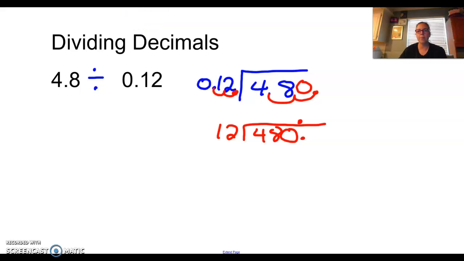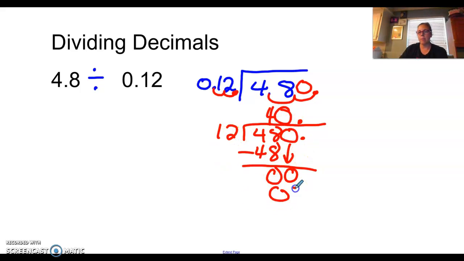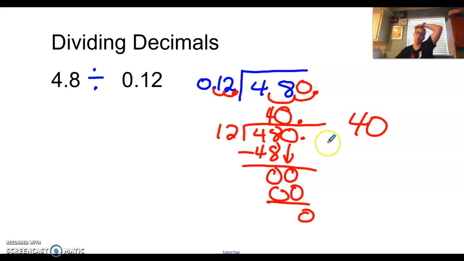Okay. So how many times does 12 go into 48? Well, that happens to go in there evenly, so we're pretty lucky. That's 4 times. 4 times 2 is 8. 4 times 1 is 4. Remember, we're going to subtract. So 48 minus 48 is 0. We're going to bring this 0 down. Now how many times does 12 go into 0? Well, it goes into it 0 times. Okay, we're going to be done, because we ended with a 0 and we got all the way to the decimal. So the answer is 40. So 4.8 divided by 0.12 is 40.